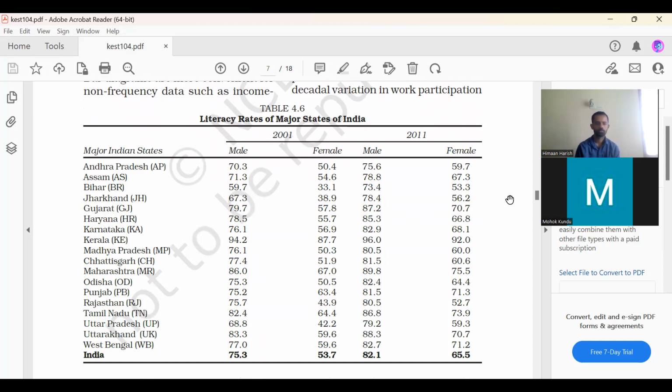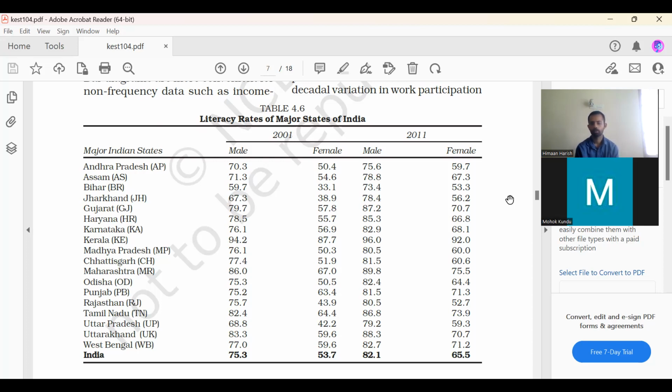So, Andhra Pradesh has a 70.3 literacy rate for males, whereas it has only a 50.4 literacy rate for females. In our country, Kerala has the highest literacy rate, as it has a 94.2 literacy rate for males and 87.7 for females.